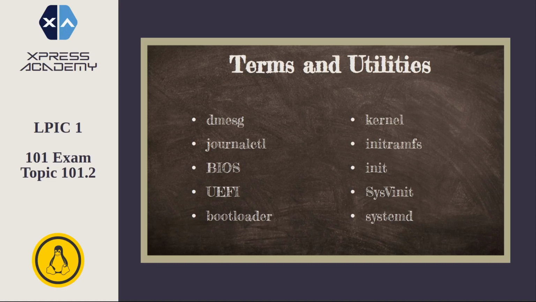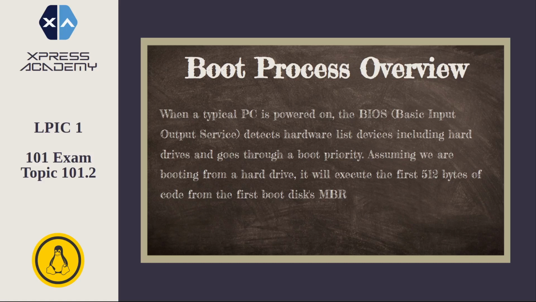First up is the boot process overview. When a typical PC is powered on, the BIOS detects hardware devices including hard drives and goes through the boot priority list. Assuming we are booting from a hard drive, it will execute the first 512 bytes of code from the first boot disk, the MBR.